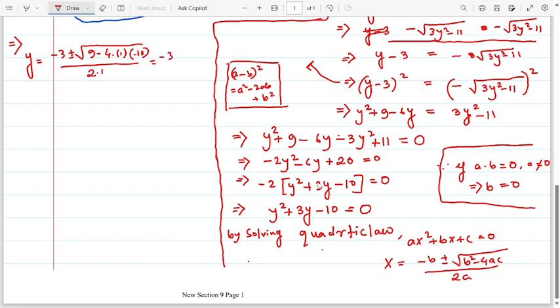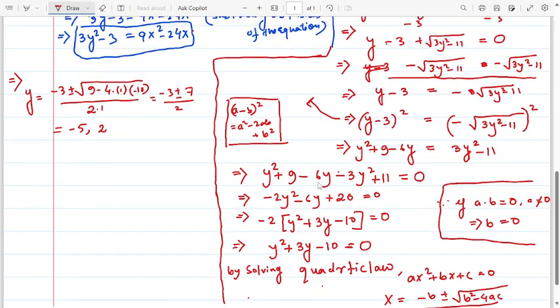So let's simplify this one. This will come minus 3 plus minus. This is 49: 4 into minus 10 is minus 40, and this minus sign makes it plus 40, plus 9, 49. The square root of 49 will be 7, by 2. So which gives us minus 5 and 2.